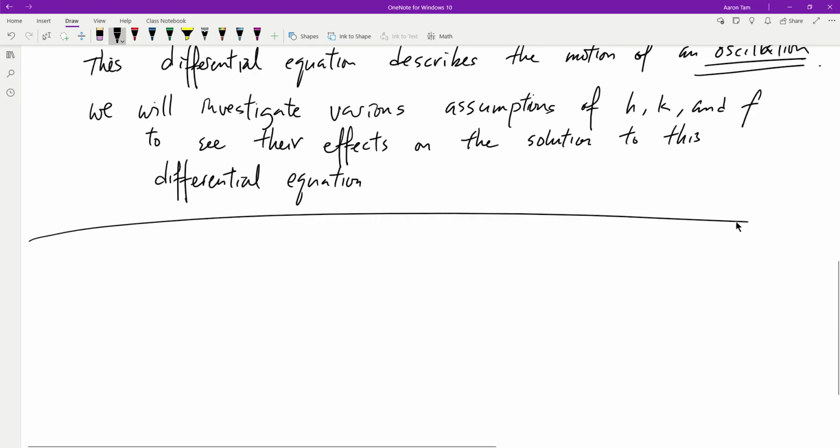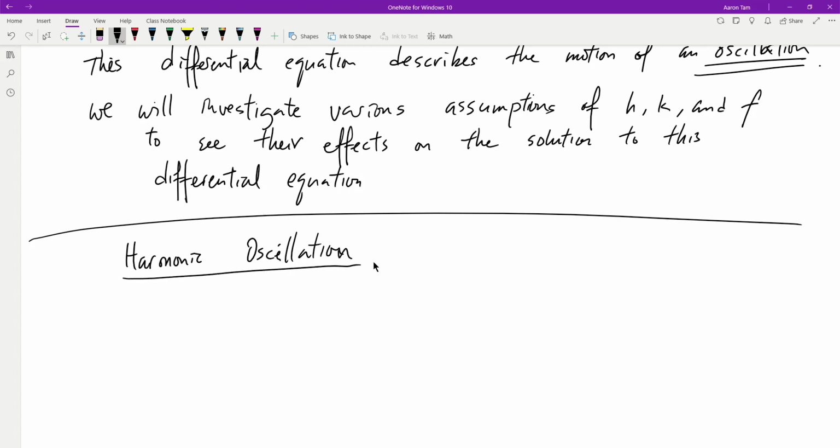So let's start our first discussion on probably the most basic oscillation, which is referred to as harmonic oscillation. So what is called harmonic oscillation? Harmonic oscillation is when there's no external force on the piston and there's also no resistance, meaning imagine this whole thing happened in a vacuum.